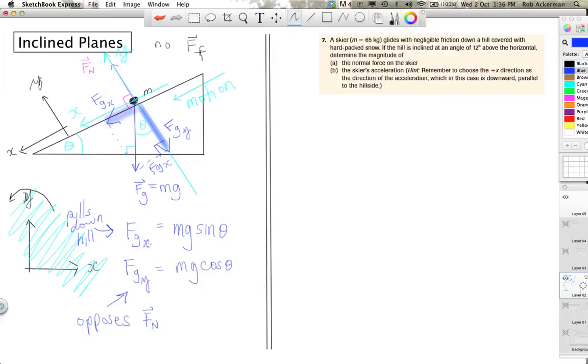What is FGX doing? It's pulling us down the hill. It's causing the acceleration. In other words, look at what's going on here, guys. The only force in the x direction is the FGX component. Therefore, we can write that FGX is the net force, and therefore mg sine theta equals ma. And guess what? The mass cancels, and you end up with a equals g sine theta as an equation for any object on an inclined plane when there's no friction.